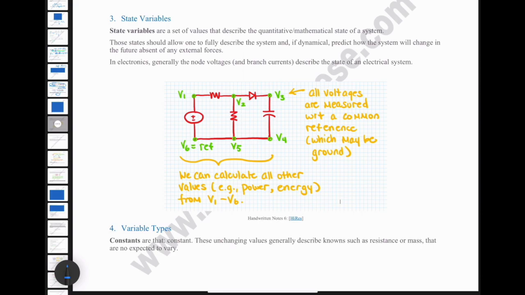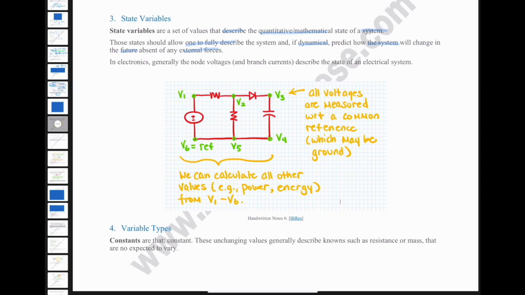State variables are a set of values that describe the quantitative and mathematical state of a system. Those states should allow one to fully describe the system and, if dynamical, predict how the system will change in the future absent any external forces. In short, the state variables are a minimum set of quantitative values that tell us everything that's going on in the system. It doesn't necessarily give us every single value.